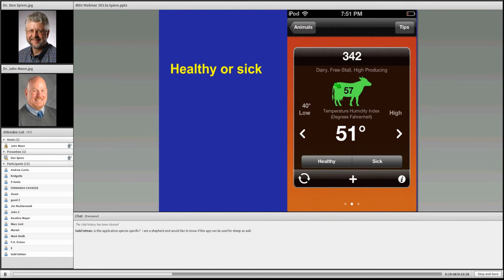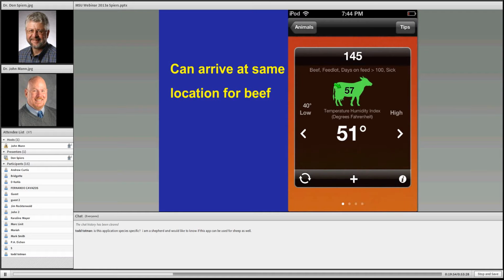We now have the choice of whether we want to go with healthy or sick. If we pick sick, I can tell you that it's going to go to another level. We don't have the time to go through all of that at this point. What I want to do is flip back and say that we can make the same choices for beef animals. So here we have at the top animal number 145. It's a beef animal. It was in a feedlot. The number of days on feed, greater than 100 or less, and whether this animal is sick or not. And again, it will change, and the temperature humidity index will reflect for that beef animal what the level of stress is for that animal.